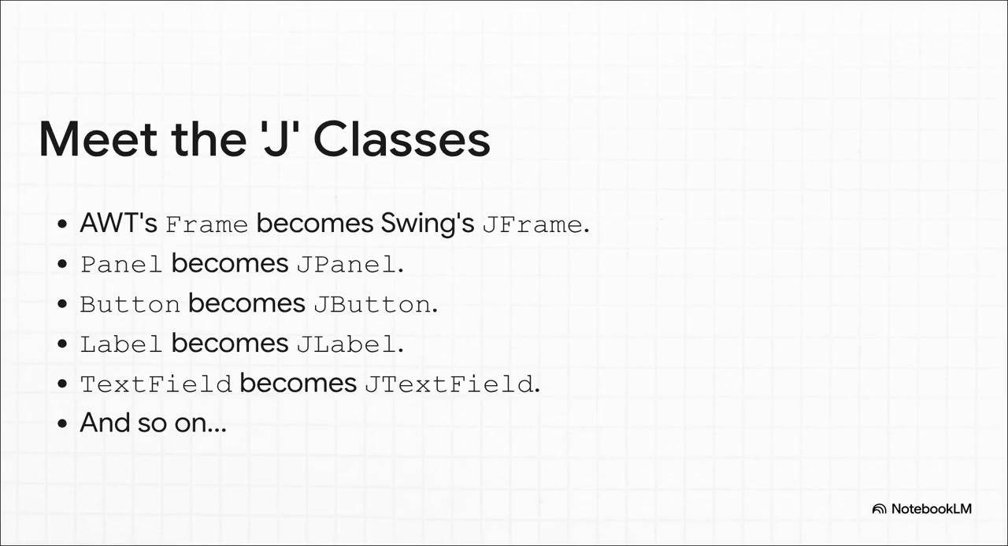The best part? Moving from AWT to Swing is super easy. Honestly, for the most part, you just stick a J in front of the class name. Frame becomes JFrame. Button becomes JButton. Panel becomes JPanel. See the pattern? All the core ideas we just learned, containers, layouts, event listeners, they all still apply. It's a really smooth upgrade.